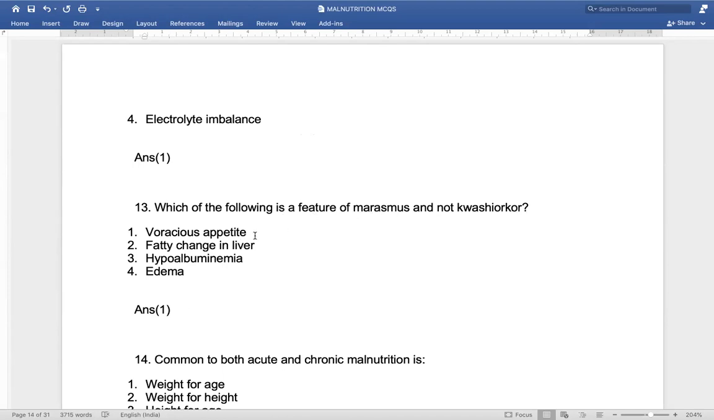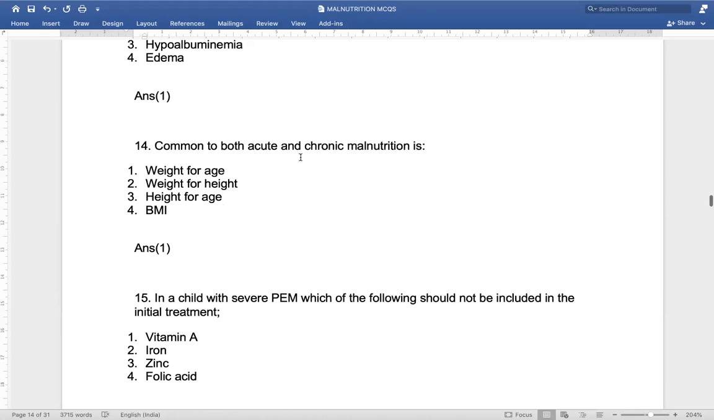So as we know, appetite is good. Fatty liver is seen in kwashiorkor, whereas in marasmus it is shrunken liver. Hypoalbuminemia is seen in kwashiorkor. Edema is also seen in kwashiorkor. So again, which is common to both acute and chronic malnutrition? Answer is weight for age. Weight for height is acute malnutrition, and mid upper arm circumference is also acute malnutrition, whereas height for age is chronic malnutrition. Height is chronic malnutrition. The child takes longer time to gain height compared to the weight. So that's how you remember.